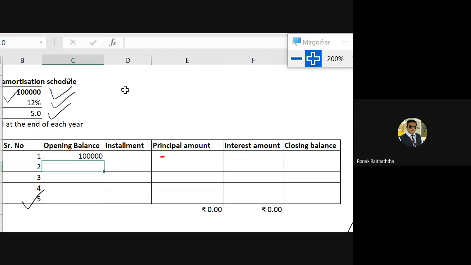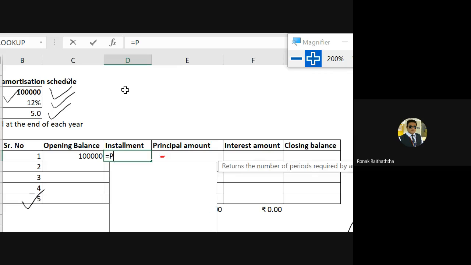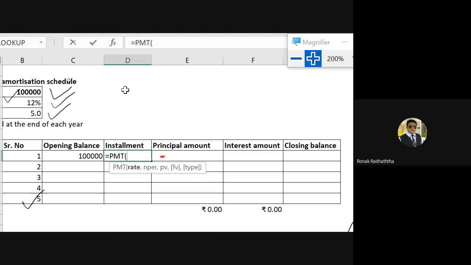And you people are already aware about finding the installment amount. Can someone recall the formula? Which formula can be used to find the installment? You are aware about it, I know. PMT? PMT. Absolutely correct. It's the PMT formula to find the amount of installment from loan. So equal to PMT, opening the bracket.